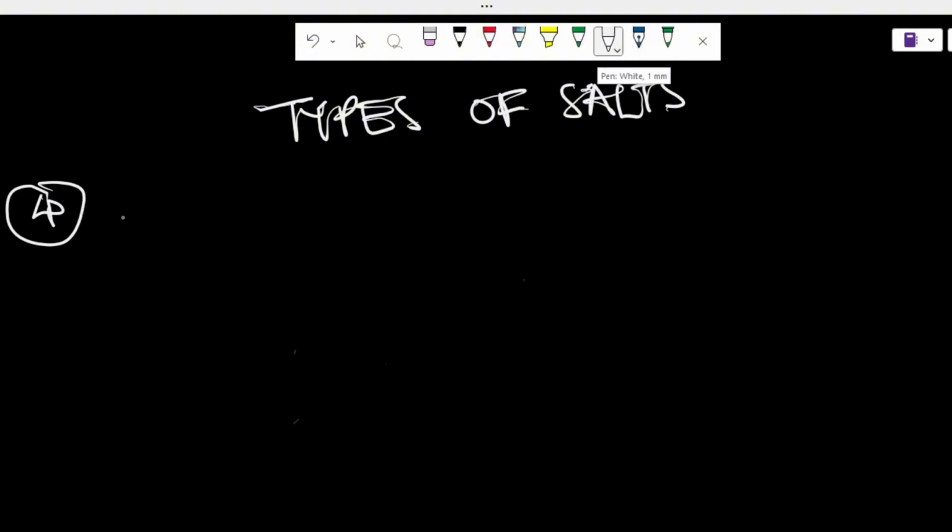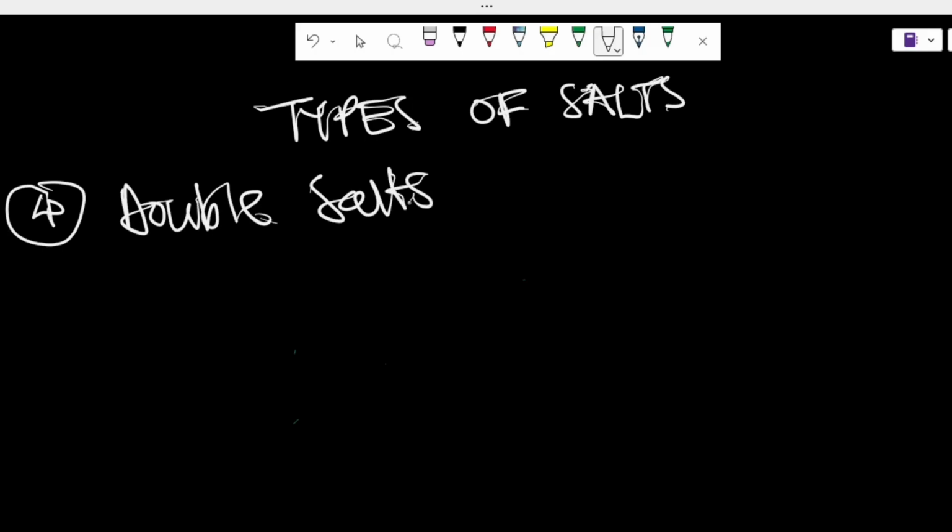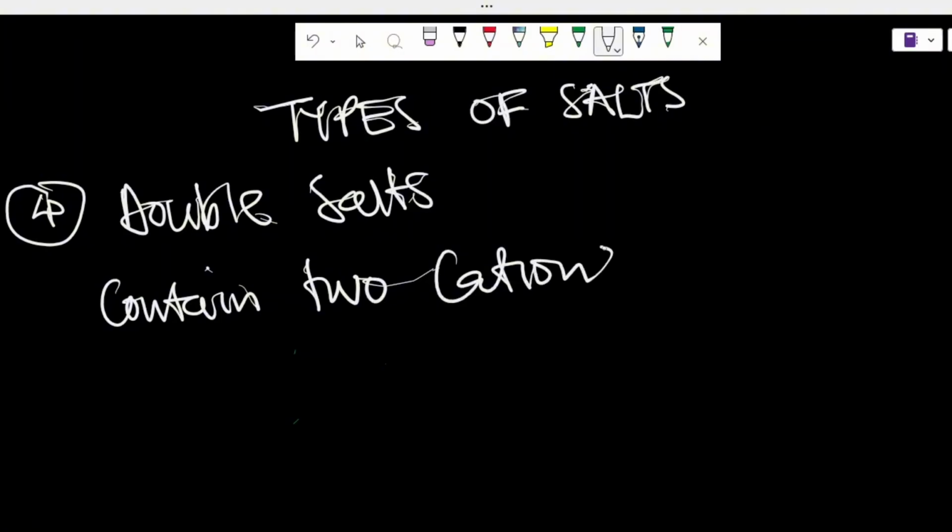Now the other type will be what we call the double salts. What are double salts? Well, double salts usually contain two cations. What does that mean?